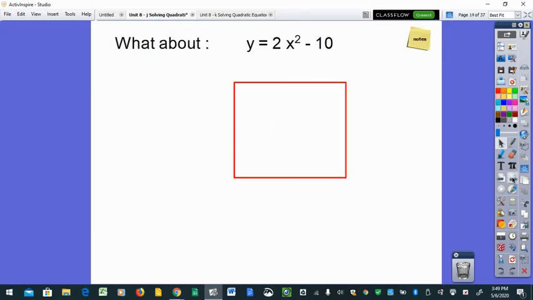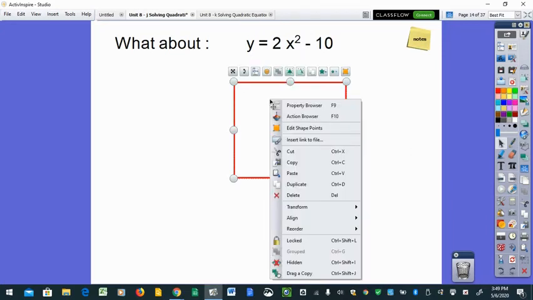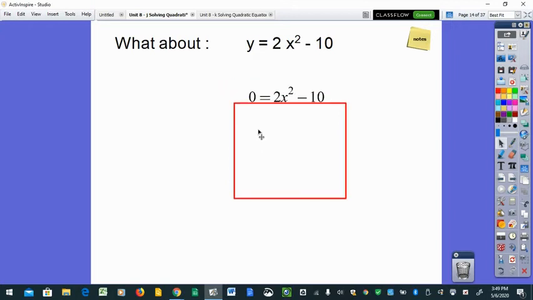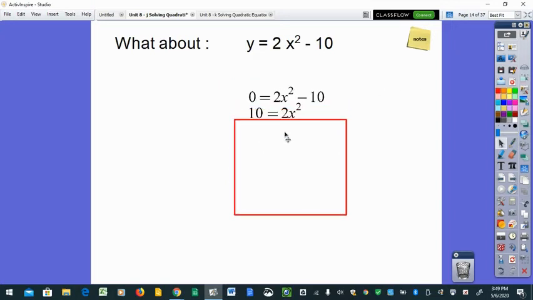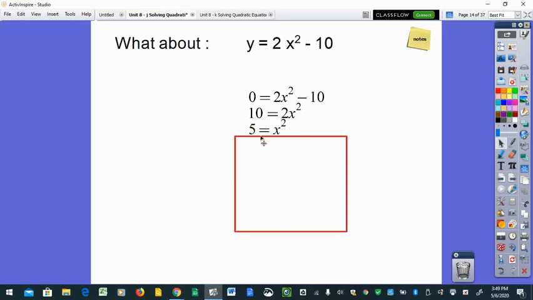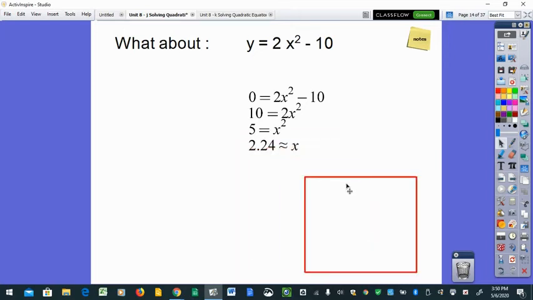Okay, so let's talk about this one. We're getting good at this. We're going to substitute 0 in for y, and we're going to solve the equation. Okay, we're going to add 10 to both sides. We're going to divide by 2. And when we go to take the square root, oh no. 5 is not a perfect square. So we're going to pick up our calculator. We're going to take the square root of 5. We're going to get that to be about plus or minus 2.24.